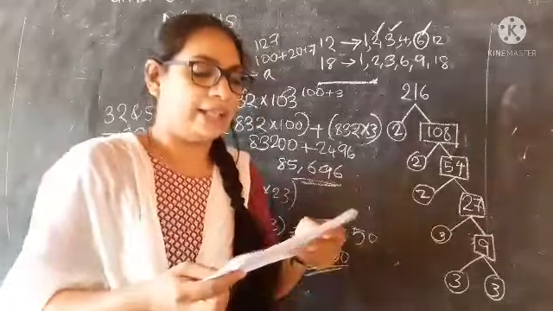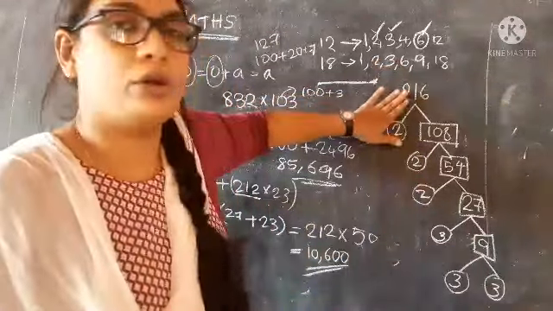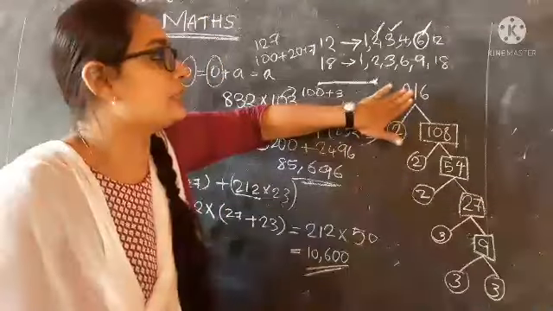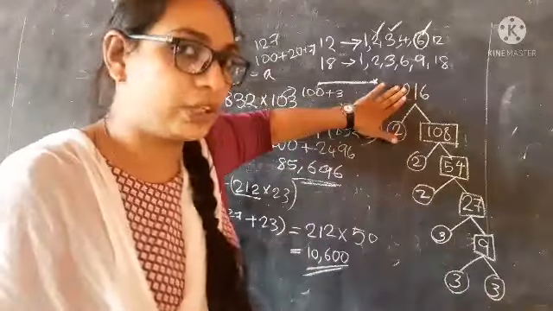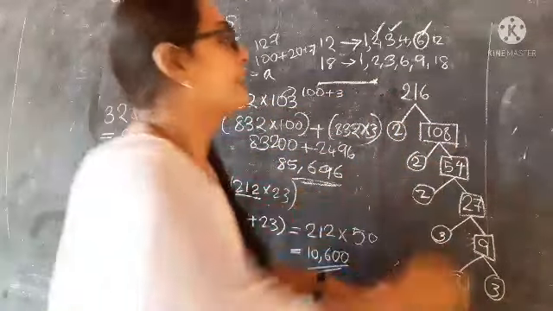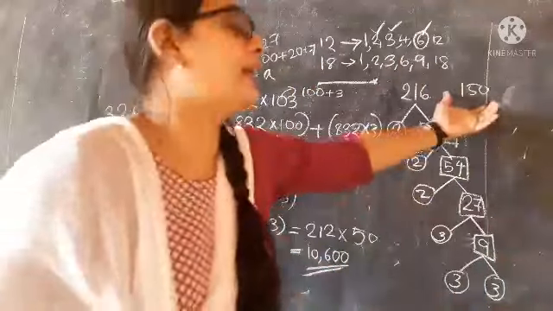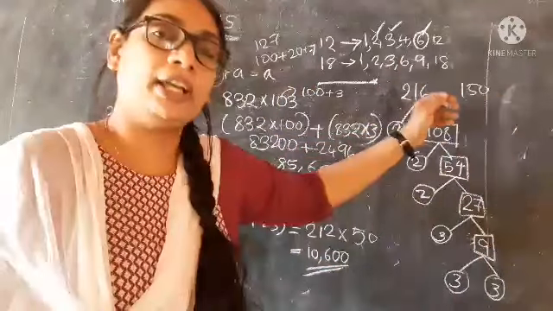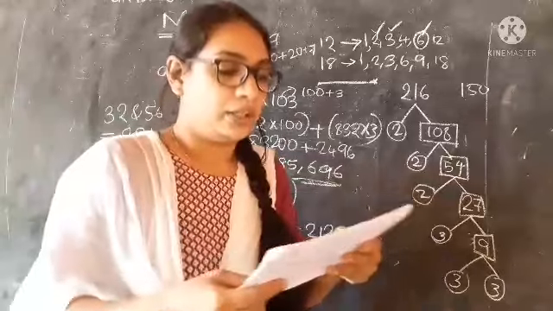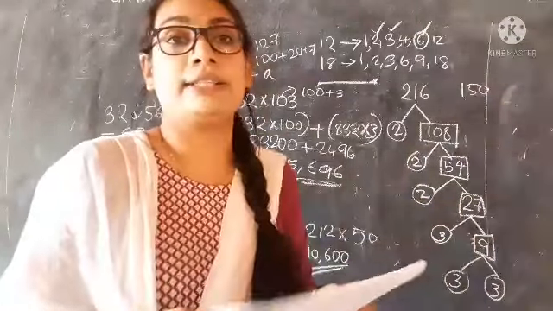And write the prime factors of the number 150. We already discussed the prime factorization of 216. In the same manner, you need to factorize the number 150. Instead of 216, you need to factorize 150. That's all about that. Now find the LCM.